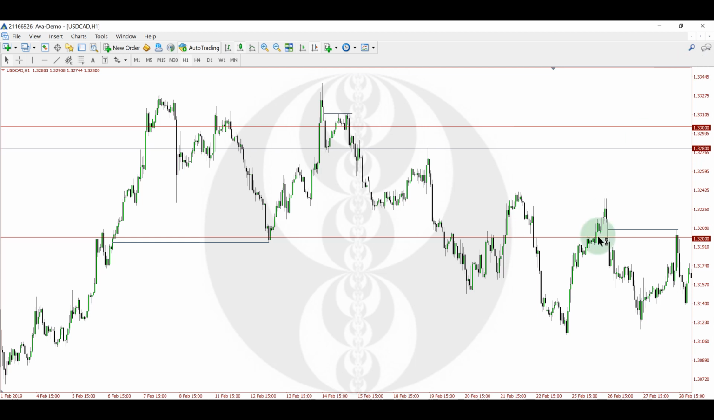Any one of those levels, if it trades there, you want to watch and study how price trades around it. And I'll give you some examples of what you're looking for. Price moves away from the big figure.